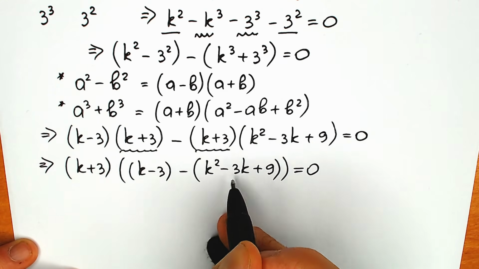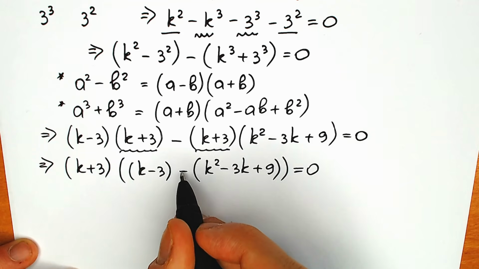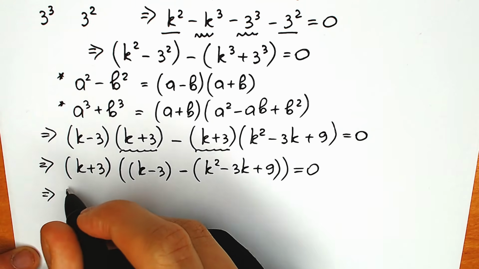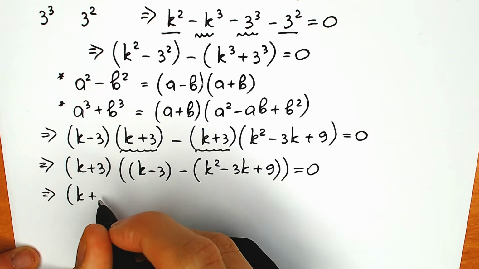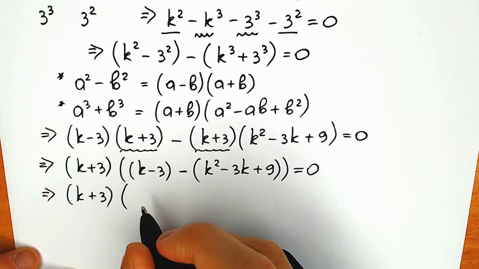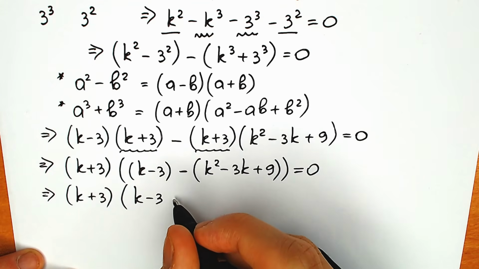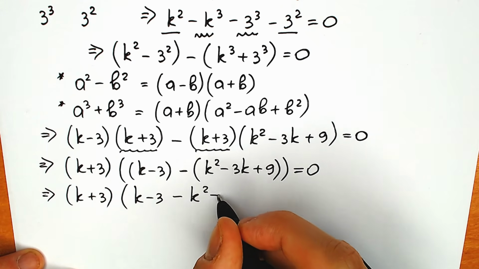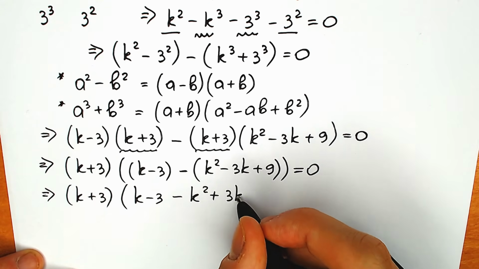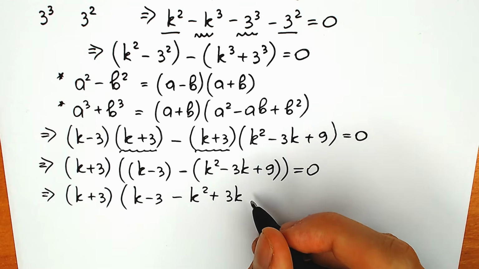We can actually get rid of this one. And then we're going to change all the signs to the opposite one because we have a minus, yeah? So we have k plus 3 right here, and in another parenthesis, we can actually get rid of this parenthesis. So we have k minus 3 minus k squared plus 3k and minus 9 plus 3k and minus 9 equal to 0.